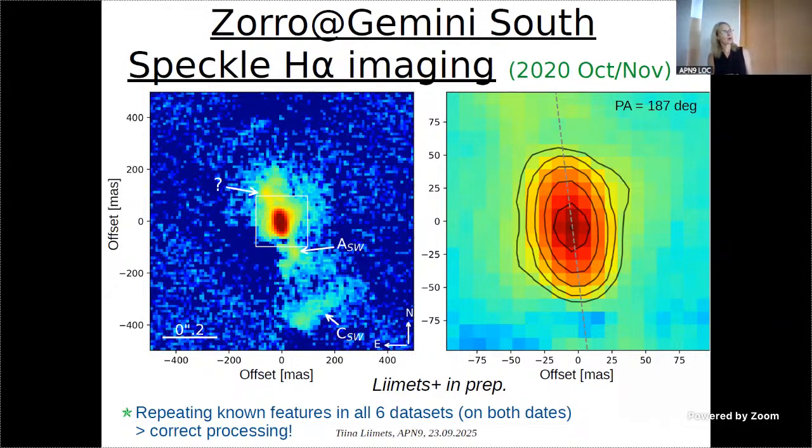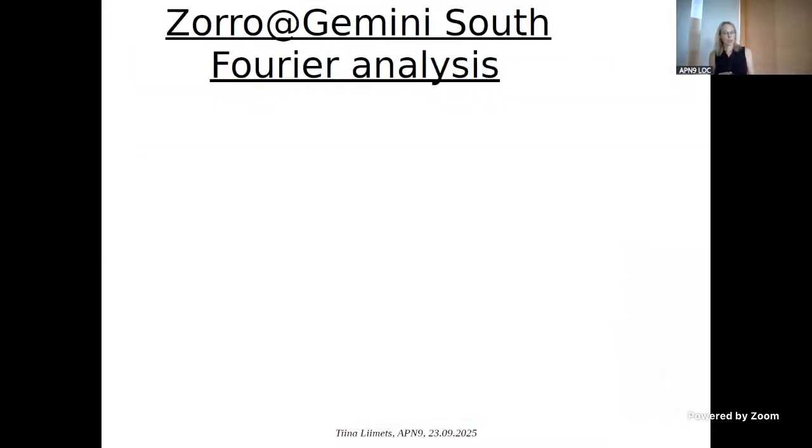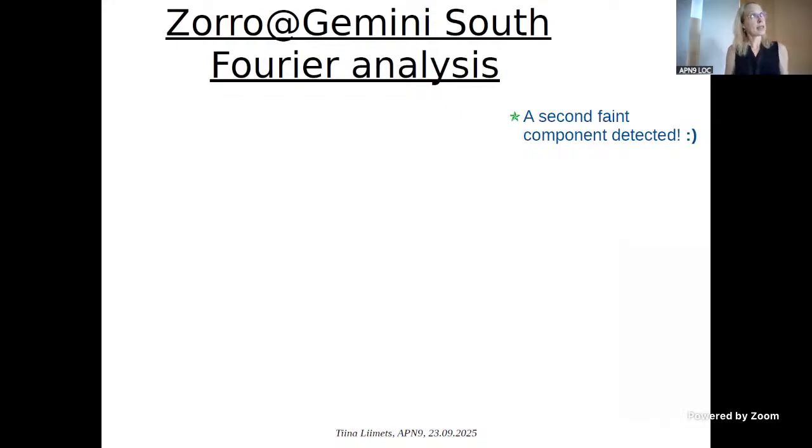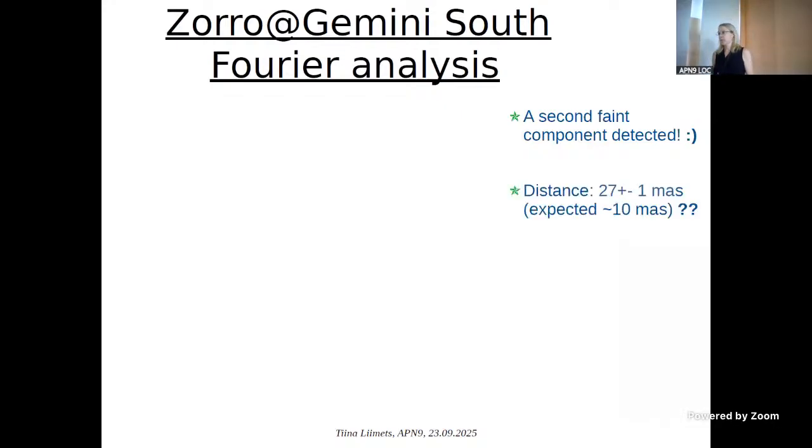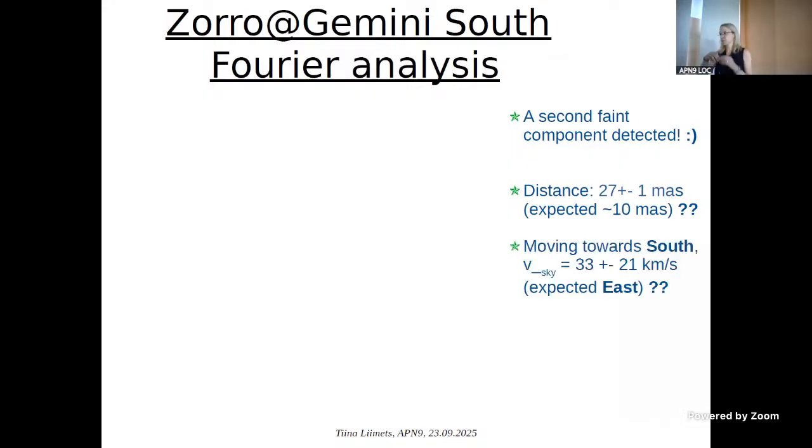These are already known features and some of them were shown before, but what we found is a second very faint component. It was too far away. If you remember the previous image, we were expecting something at 10 milliarc seconds. We found it 3 times further away, and it was moving in a wrong direction. It was going downwards, while we were expecting it going to the east, where the white dwarf was supposed to go around the orbit.